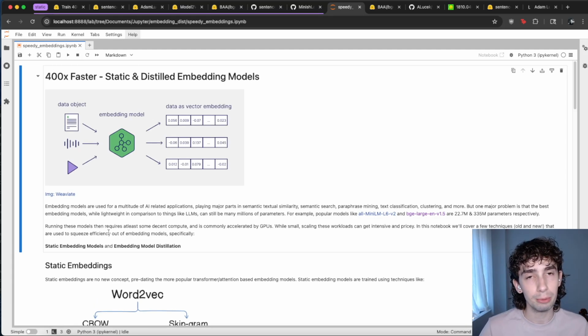So today we're going to be looking at a few different efficiency gains that we can get using some older techniques with a modern twist with the static embedding models, and also showing how you can use an existing model and distill it down into a static embedding model itself to push the performance and efficiency of embedding models.